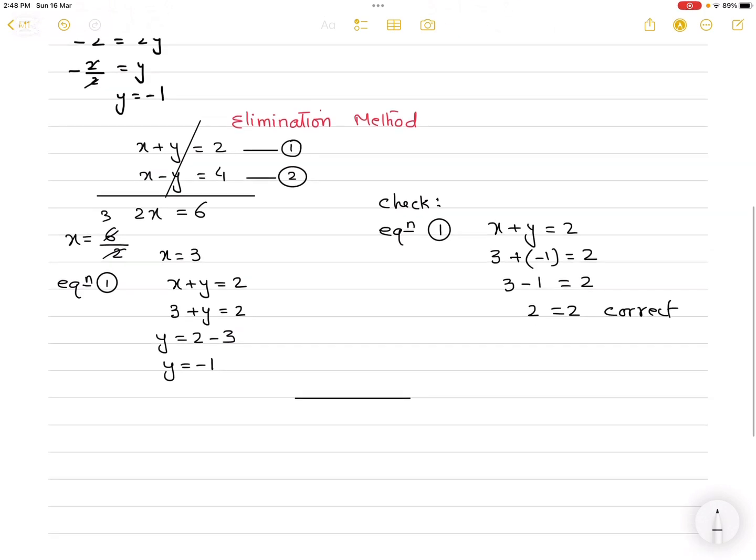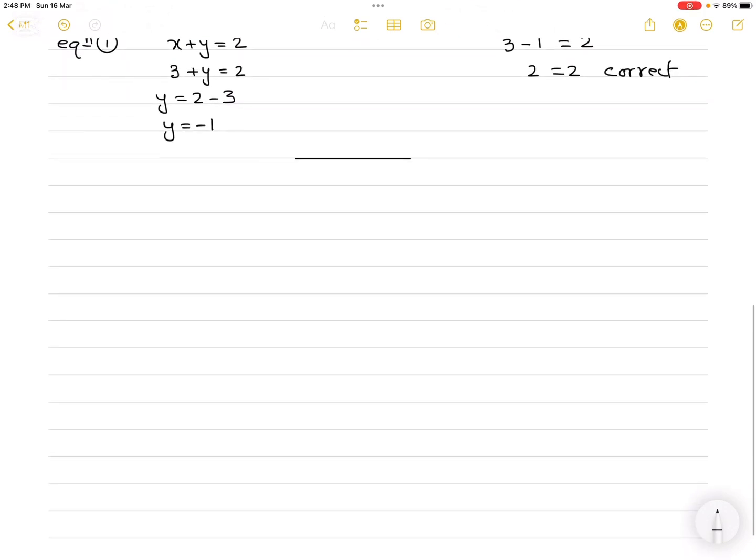Now let's move on and try some harder equations. Suppose I am given 2x plus y, we are still doing elimination method, okay? So 2x plus y is equal to 2. This is my first equation. And suppose my second equation is x plus y is equal to 4.